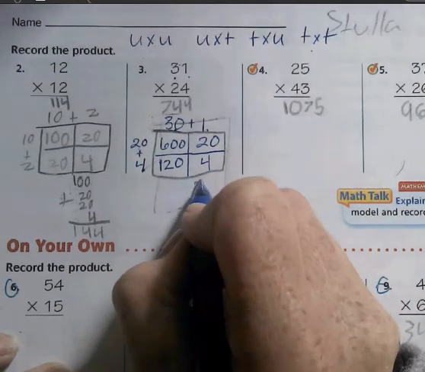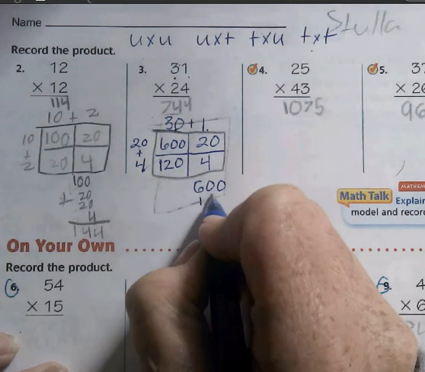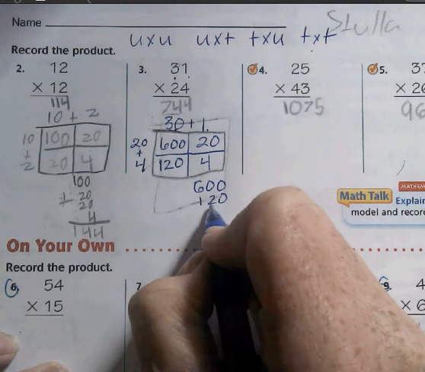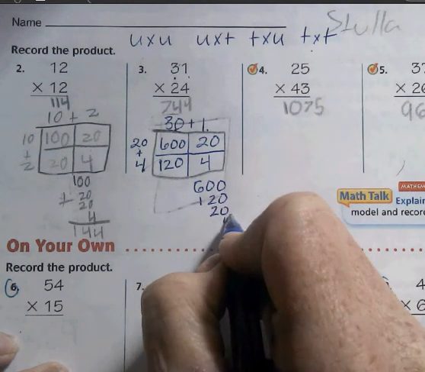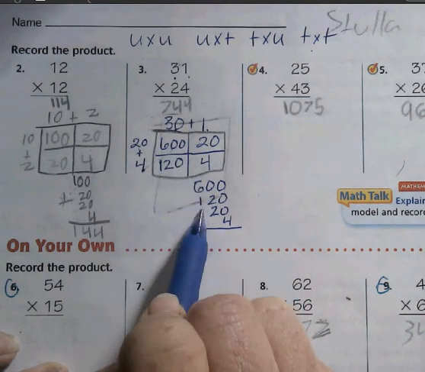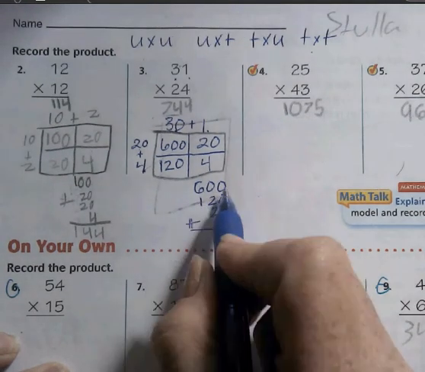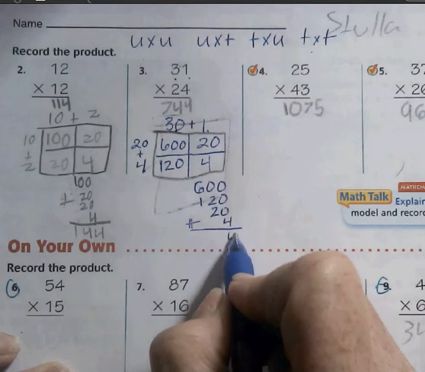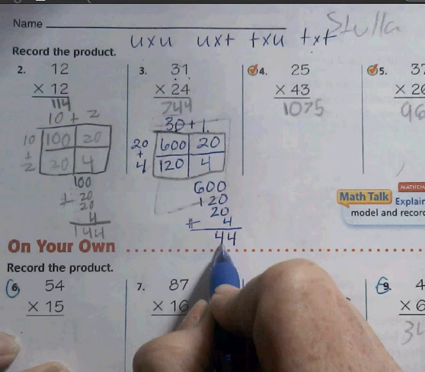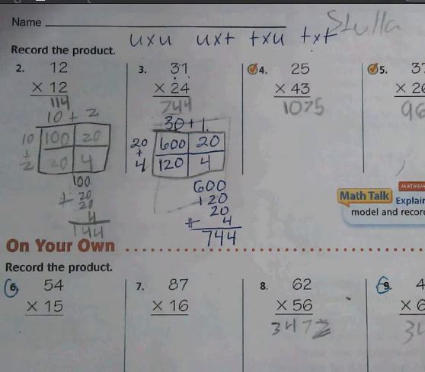Now I have to list out my partial products. So I have 600, 120, 20, and 4. If you notice, I made sure I lined up my places so that my hundreds, my tens, and my units are all lined up. And then I can add them together. 0 plus 0 plus 0 is 4. 2 plus 2 is 4. 6 plus 1 is 7. And that answer, boys and girls, is correct. I hope that helps you with remembering how to do area model.